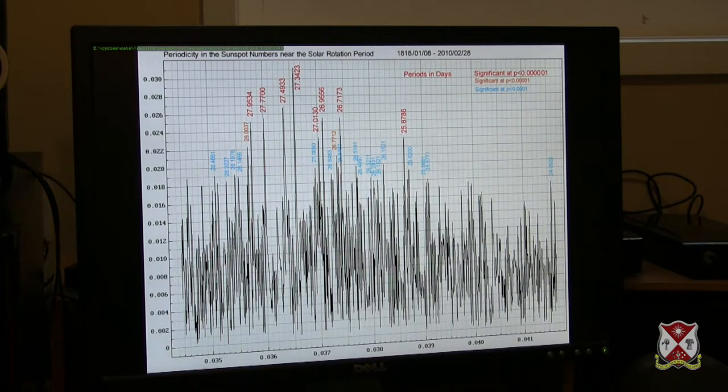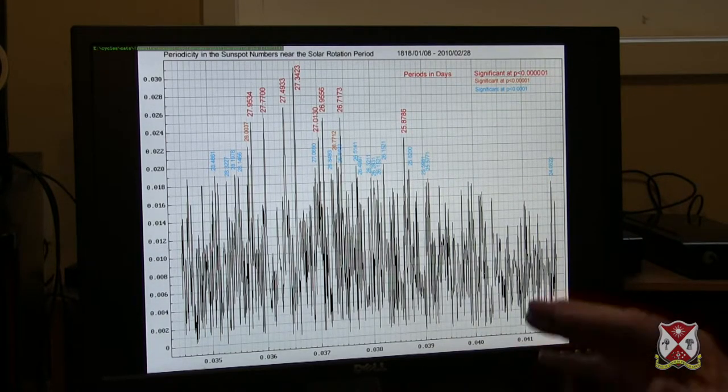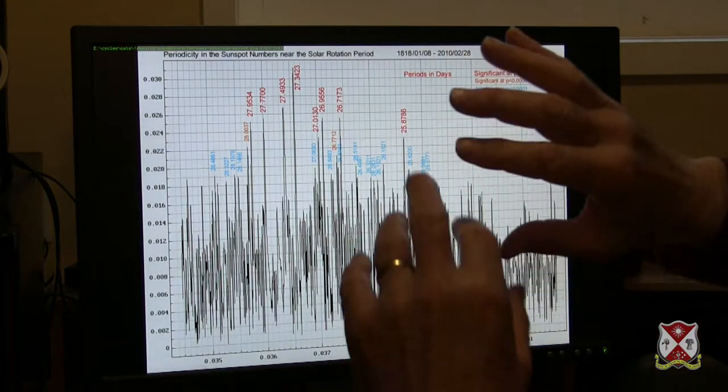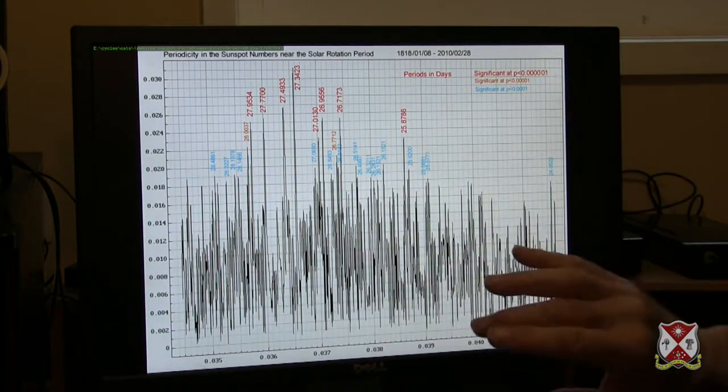Now, I've mentioned that the solar rotation is not constant. That's true, it varies with latitude, it varies with depth, and so on. We're only looking at the surface because of the sunspots, and they are just where they happen to be, because at different stages of the sunspot cycle, they appear spread around at different latitudes. So we've got some motion that way.